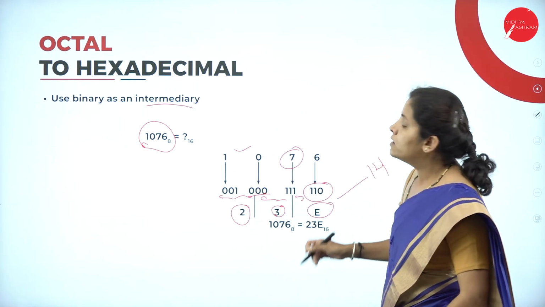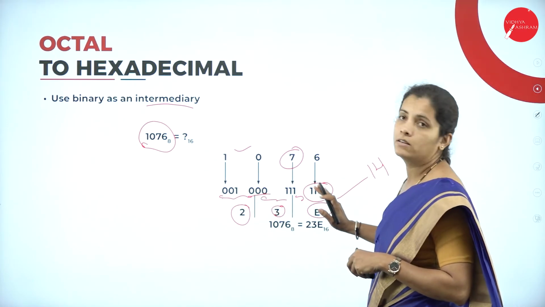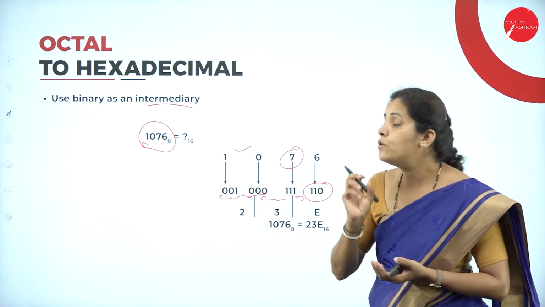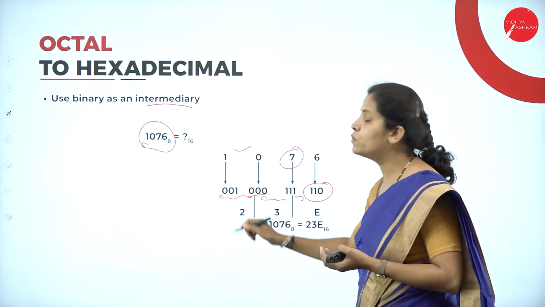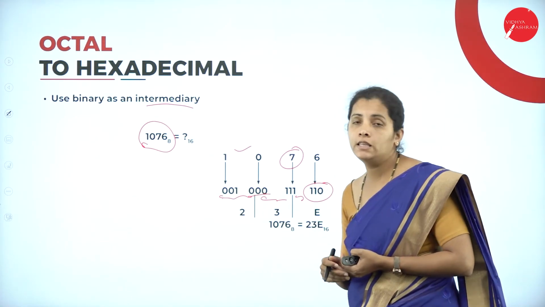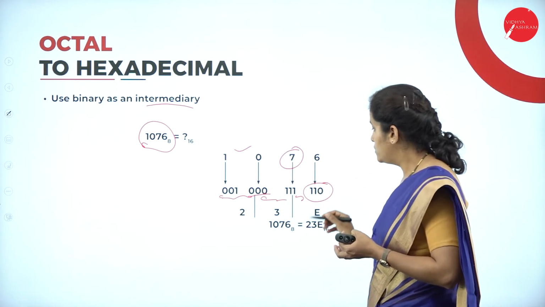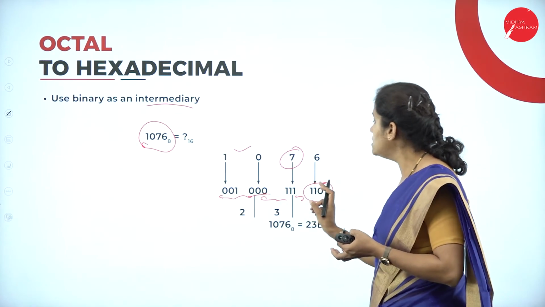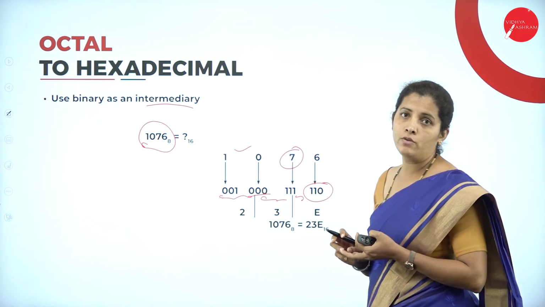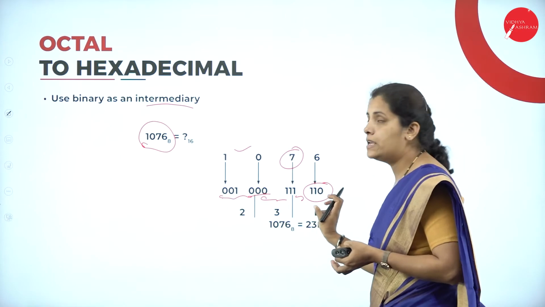So the hexadecimal value we have is 23E. So in hexadecimal we are going to group 4 bits together. Now I'm going to write the hexadecimal equivalent to binary. So if I consider 1110, what is the hexadecimal value for this binary equivalent? That is E. E means how much?